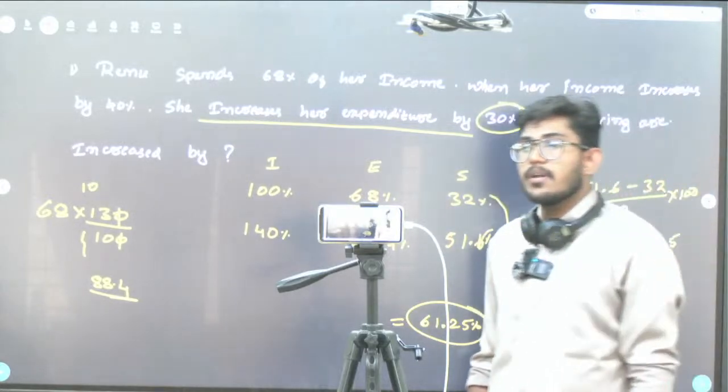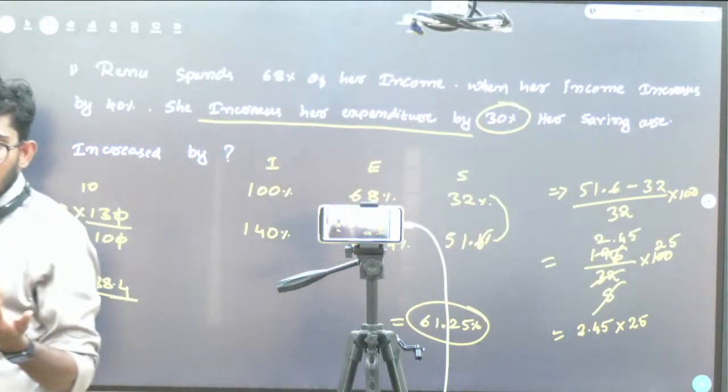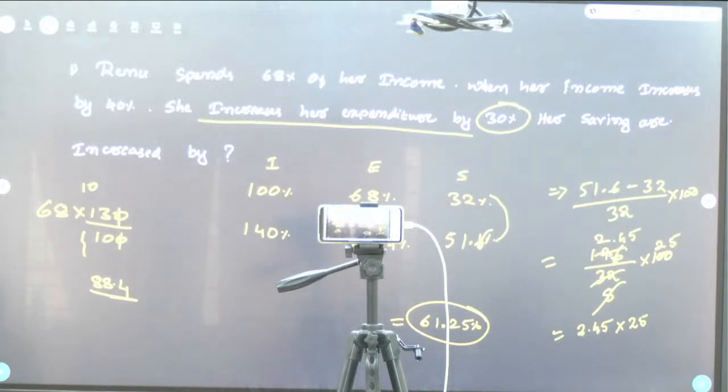Here both the times an increase is given. In that earlier question, one time increase and one time decrease was given, right? But in this case, both times it is an increase only.